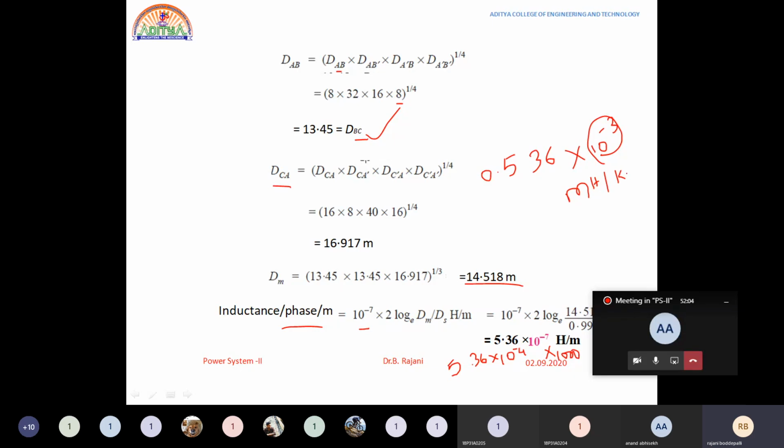They will be confusing you whenever they give any bits, so you should be aware of exactly what the value is for. If this value is not there, it is now 0.536 millihenry per kilometer. That means milli is nothing but 10 to the power of minus 3. Okay, 0.536 millihenries. Likewise, you have to find the problems. This is very, very important. I hope you all understood. Is it clear now? Yes, ma'am.